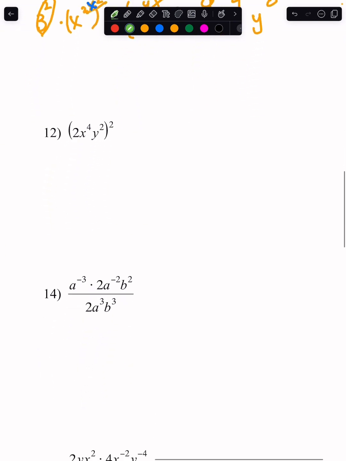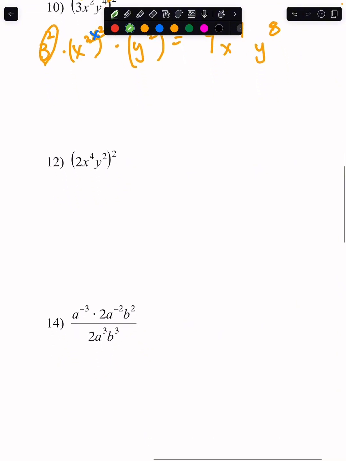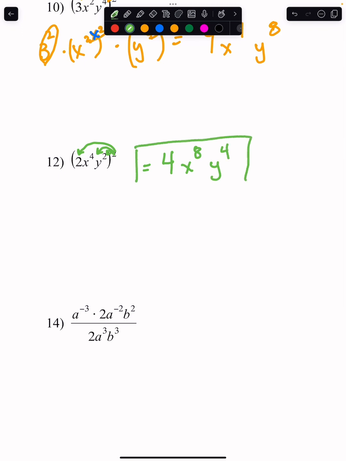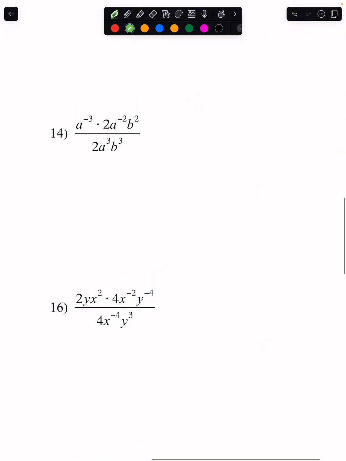And since we have the hang of it from number 10, I'm not going to break it all the way down. But 2 squared is 4. X to the 4th squared is x to the 8th. And y squared squared is y to the fourth. That's the answer to that one. Ooh, let's get to some of the good ones. And actually, we're at the very end. So let's see what happens with all this good stuff, okay?